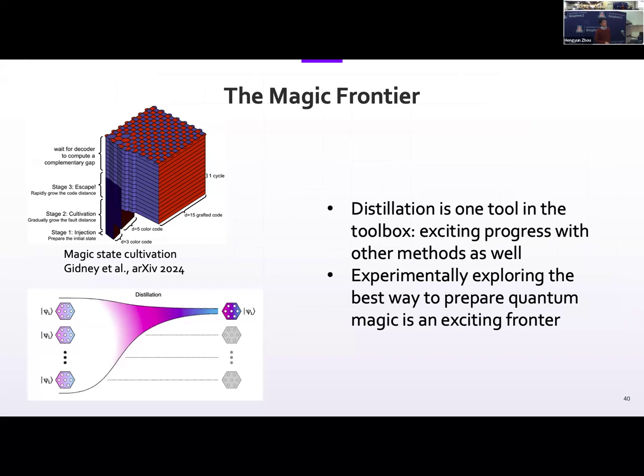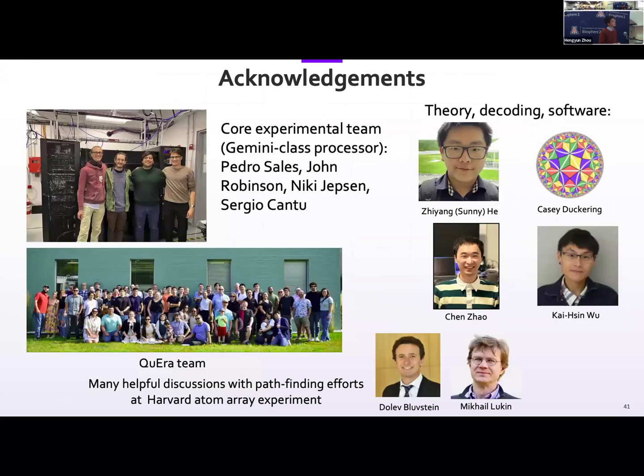There are also a lot of exciting new ideas in the field. This so-called magic state cultivation is a nice, neat new way to really use your post-selection and optimize the circuit in a very clever way. But I think ultimately experimentally exploring these things and seeing what works well and what doesn't work well will be really important as we go forward in this era of early fault-tolerant processors. So I think it will be really exciting in the coming years to continue exploring this.